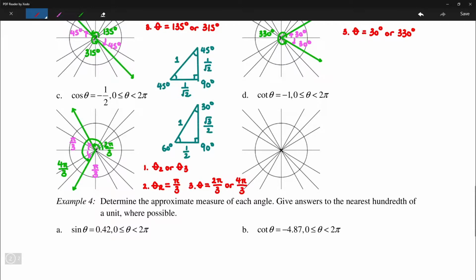Last example of this type, cotangent theta equals -1. So we're looking at, in this case, where cotangent and also tangent theta will be negative, so that's either quadrants 2 or 4. Okay, step 2 is to find the reference angle. So just as before, if we have a tangent or cotangent ratio of 1 or -1, that means the x and y values are equal to each other. So that only happens when our reference angle is 45 degrees or pi over 4 in radians.